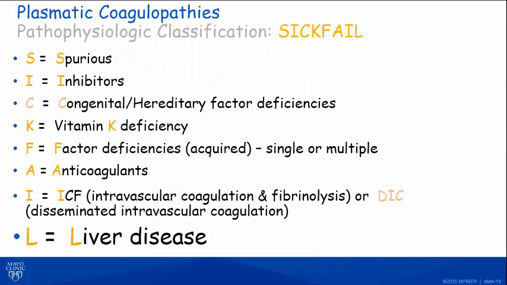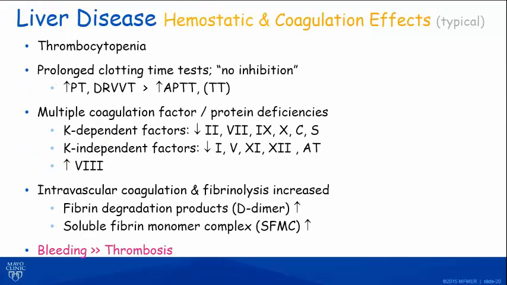Liver disease. Well, advanced liver disease, as you're well aware, low platelets, prolonged clotting time tests, pro time more than the others. The K-dependent factors fall off, but so does fibrinogen, 5, 11, 12, antithrombin. 8 is elevated, so that's your typical liver disease pattern, and also there's dysregulation of intravascular coagulation and fibrinolysis, dimers elevated, and so forth. Clinically, these patients more often have bleeding than thrombosis, but they can have both or risk of them.